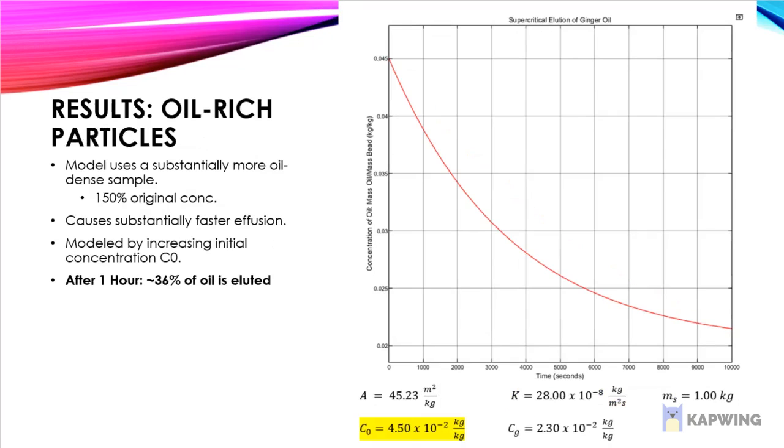And we can also look at an oil-rich particle in which there's a greater difference between the solvent and the concentration in the particle, so that this causes a greater driving force, which causes the relative portion of the oil in the particle to be eluted out after a certain period of time. So in this case, it's 36% after an hour, as opposed to the initial 27.